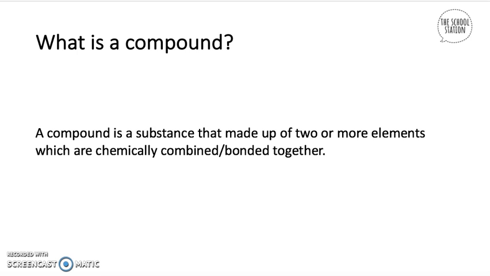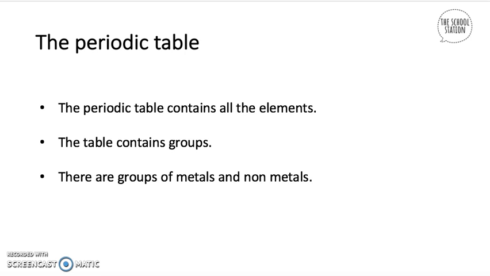So now that we have clarified what an atom, element, and compound are, we can talk about the periodic table. The periodic table is a table which contains all the elements of this earth. Obviously the scientists are still researching, but the periodic table contains all the elements, and the table contains groups, and you're going to be seeing that later on. And also there are groups of metals and non-metals, because not all elements are going to be metals and not all elements are going to be non-metals. It has a different variety of elements that are metals and non-metals, because some of them are also gases.